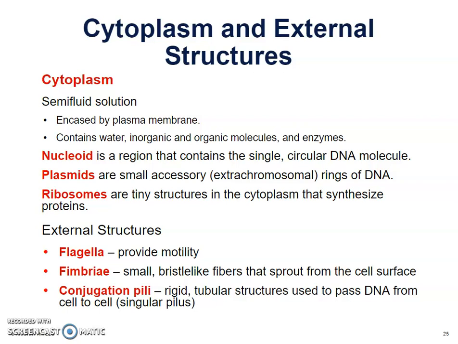Prokaryotic cells also have external structures, flagella, which are like tails that help them move through the water environment that they live in. Fimbriae are small bristle-like fibers that sprout from the cell surface, and conjugation pili are rigid tubular structures that pass DNA from one cell to another. That's how these plasmids are exchanged from one prokaryotic cell to another. Sometimes they're beneficial, sometimes they're not beneficial, sometimes they're actually detrimental. But it just depends on what DNA is contained in that plasmid.